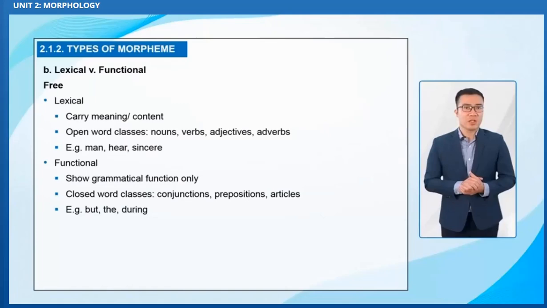In the previous few slides, we've said that morphemes are divided into free and bound morphemes. As you will see in this slide, free morphemes themselves can be classified into lexical morphemes and functional morphemes. In other words, we are looking at whether a morpheme shows meaning or grammar.